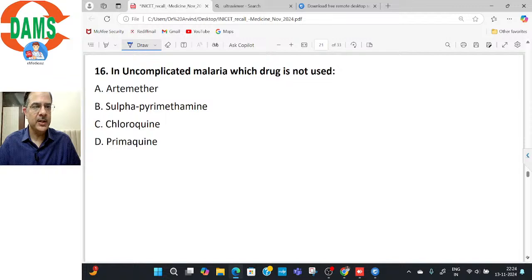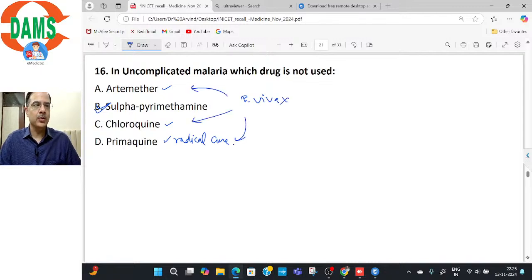So the agent which is used in Plasmodium falciparum out of this is the sulfa pyrimethamine combination, while artesunate compounds, arteether, chloroquine, and primaquine are for radical cure of vivax. So for Plasmodium vivax and other species, you can use these agents, but not the sulfa pyrimethamine, which is used for Plasmodium falciparum. So that will be the most likely answer here.